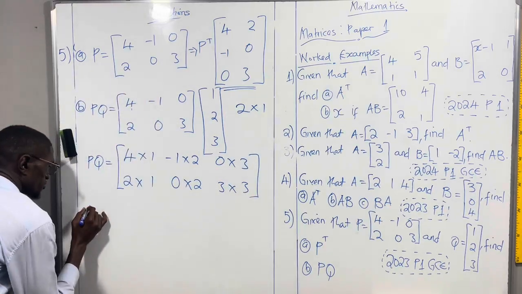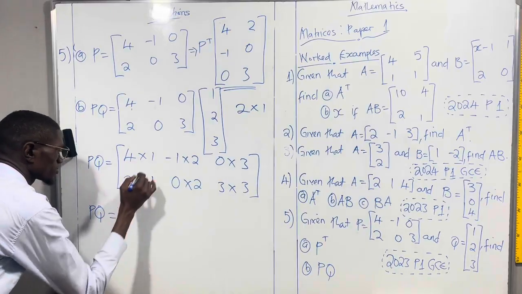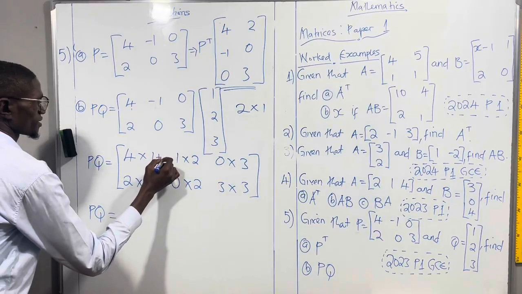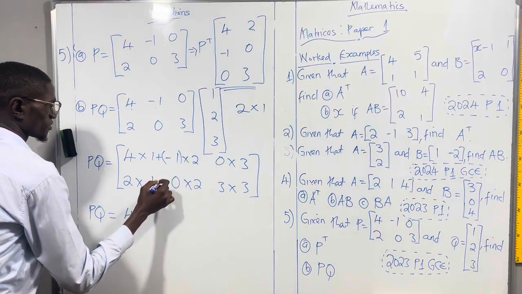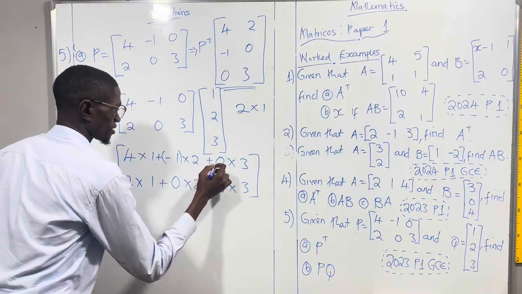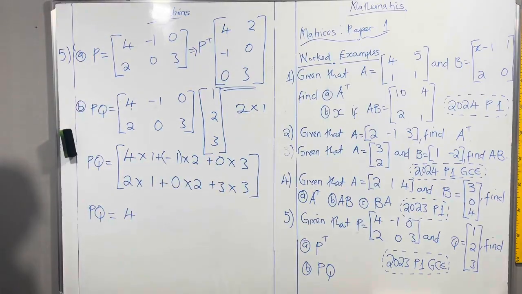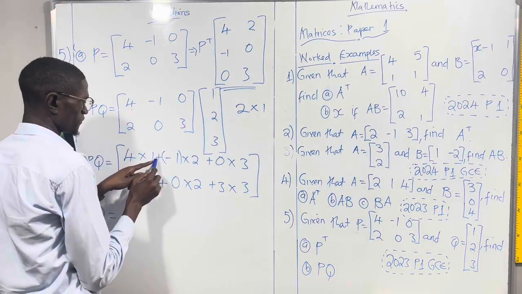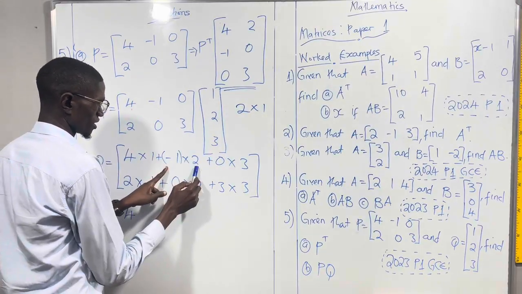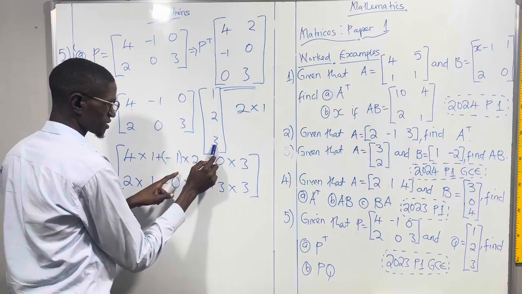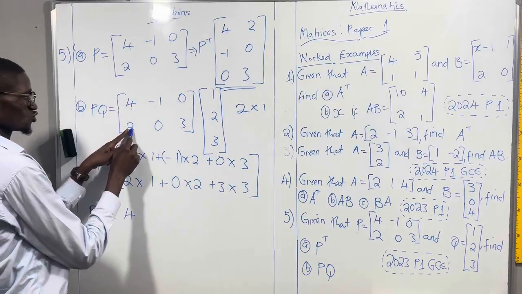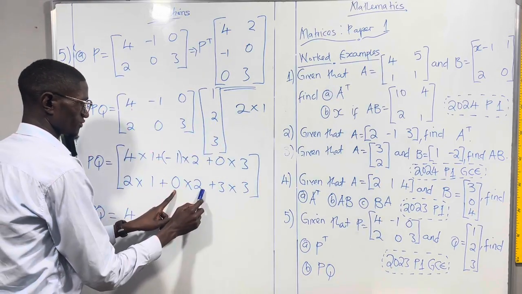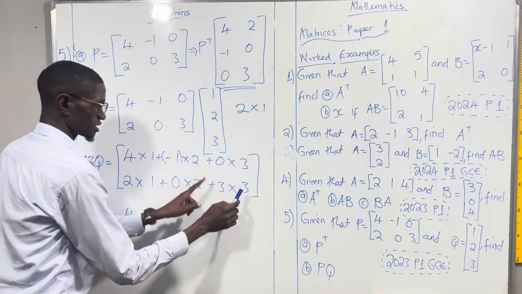Okay, and then we're going to say PQ is equal to 4 times 1 there. Oh, we're supposed to be adding. Plus here. Sorry about that. Let me just go through everything again. So 4 times 1 plus negative 1 times 2 is what we have there, plus 0 times 3. Then 2 times 1, plus 0 times 2, plus 3 times 3.